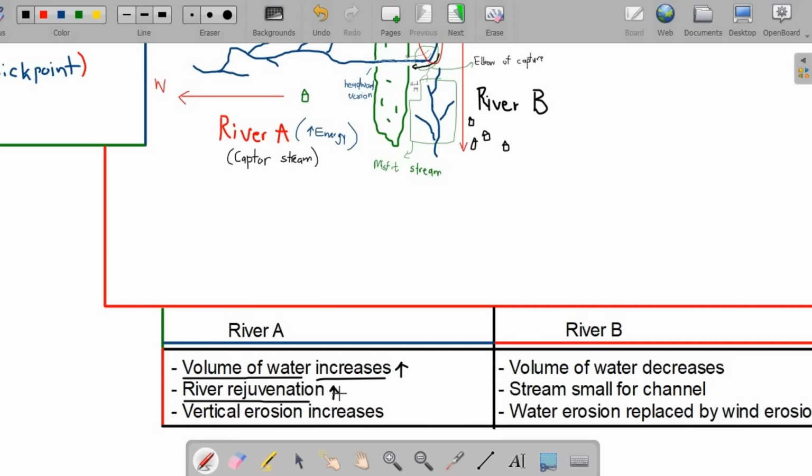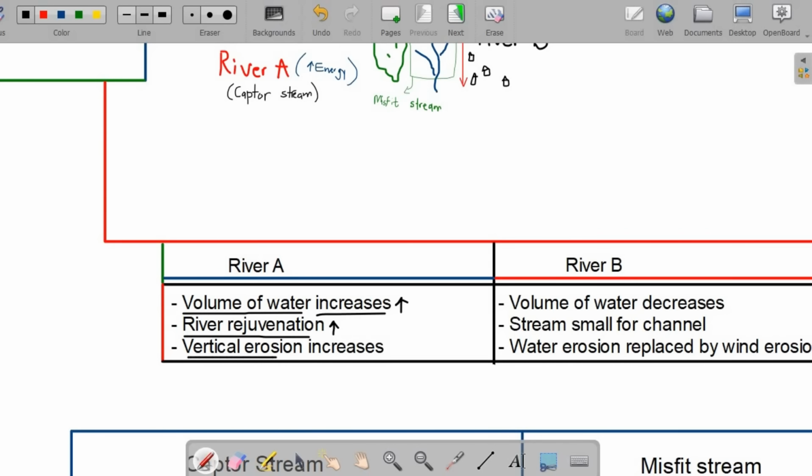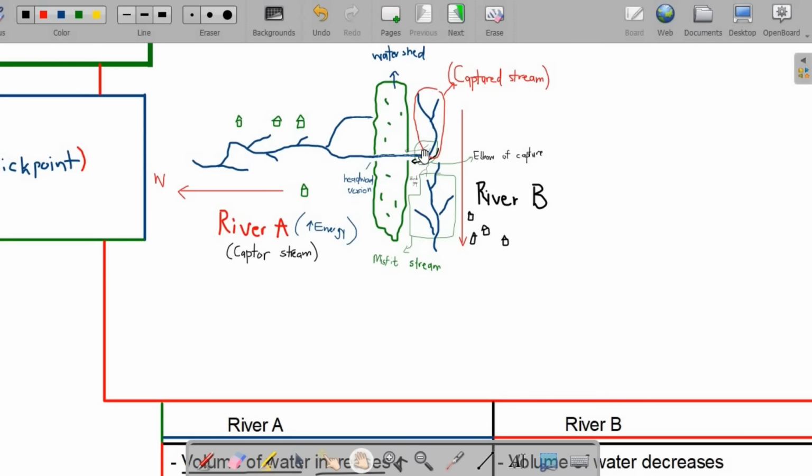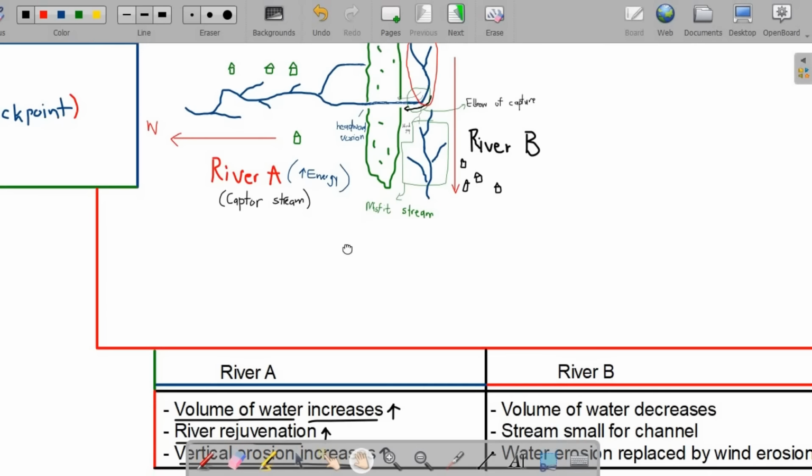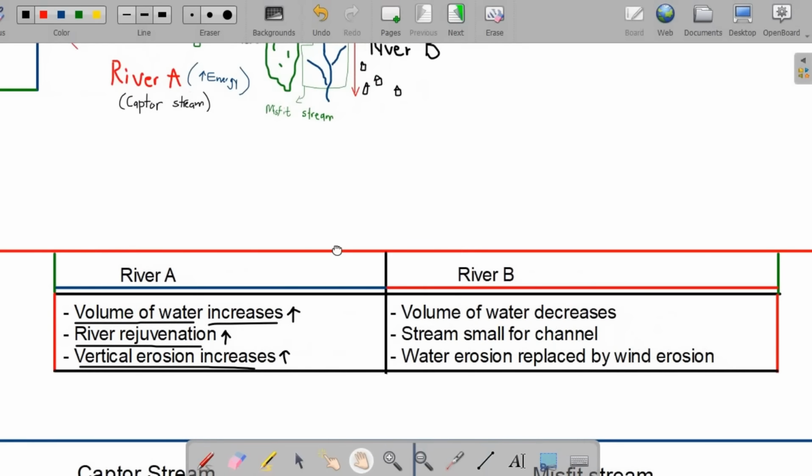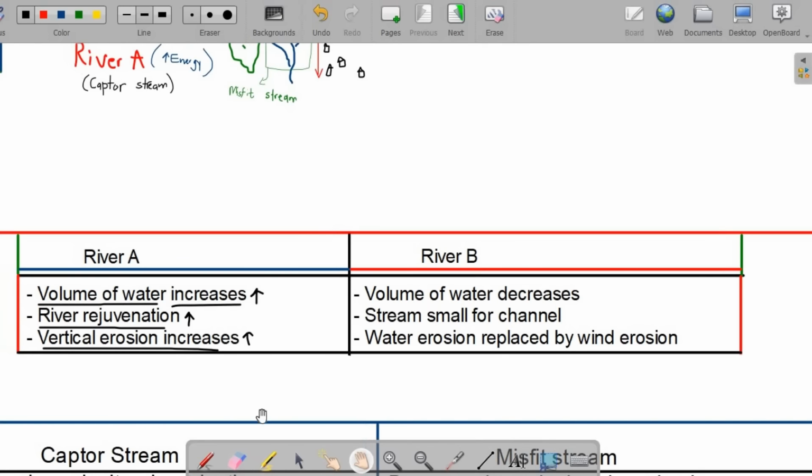Okay, so it will gain energy, it will erode more, and hence vertical erosion increases. So it will be able to erode more because it is rejuvenated. It has more volume of water in its channel, and hence has more power to erode.